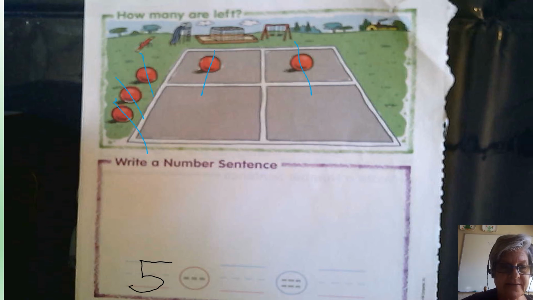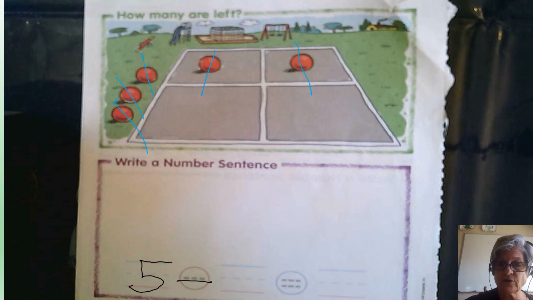Then do the minus. Trace the minus symbol. And do 5 minus. Now, do you see how there are 2 balls on the 4-square court? That means there are actually 2 balls just on 2 of those squares. So that means 2 balls have been used.